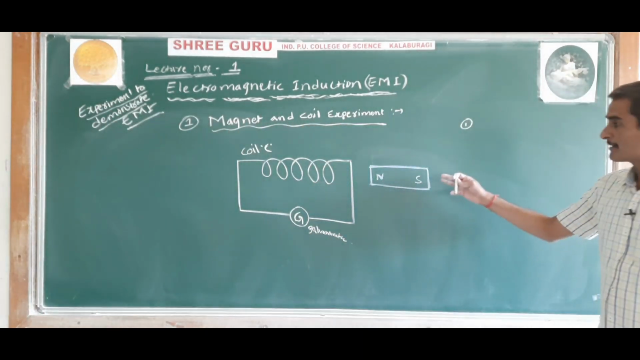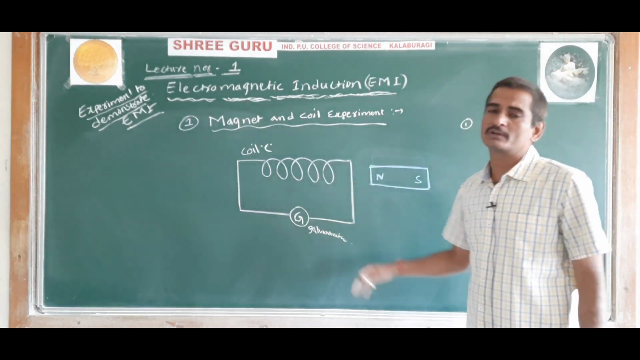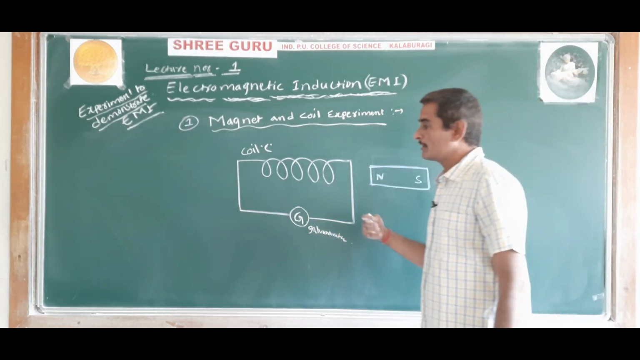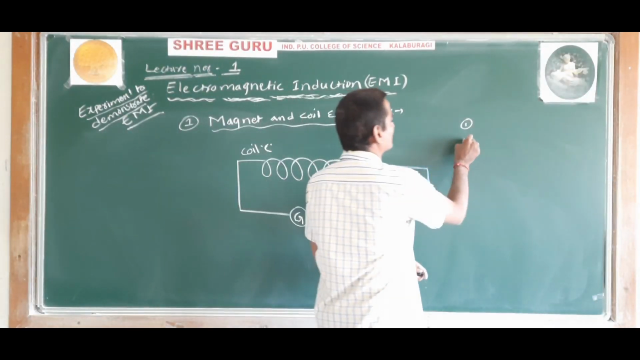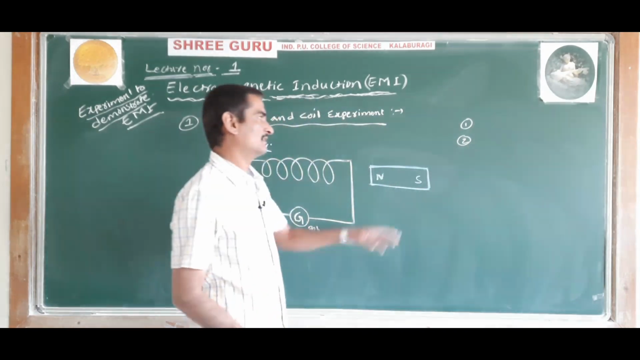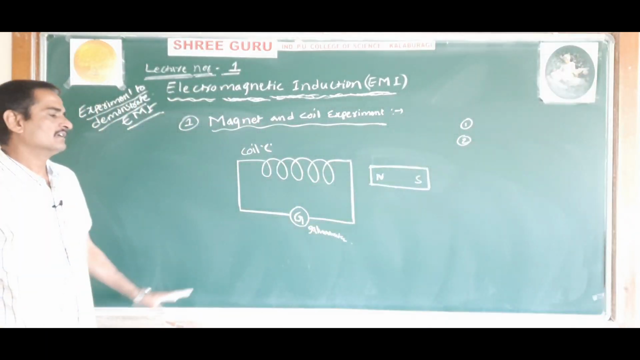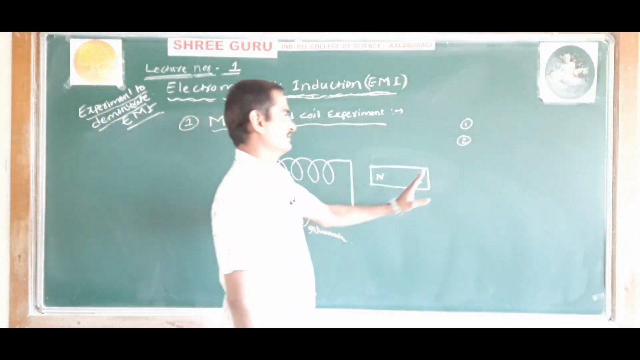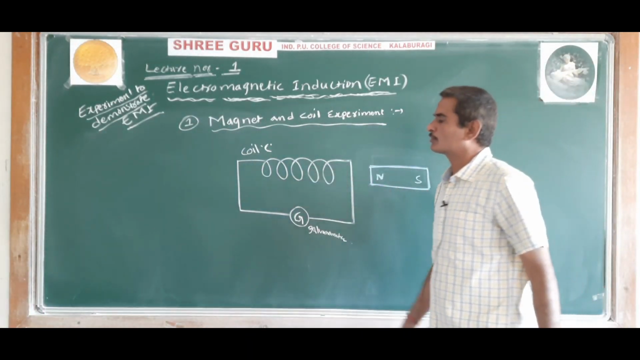When a bar magnet is moved towards the coil, the galvanometer shows a deflection. First point: when the bar magnet and coil are both stationary, the galvanometer shows no deflection. Second point: when the north pole of the bar magnet is moved towards the coil.